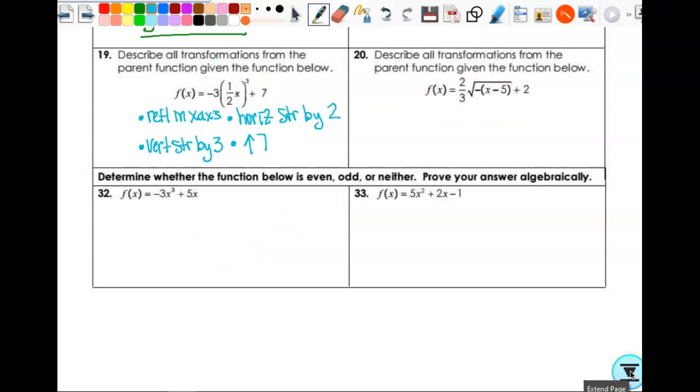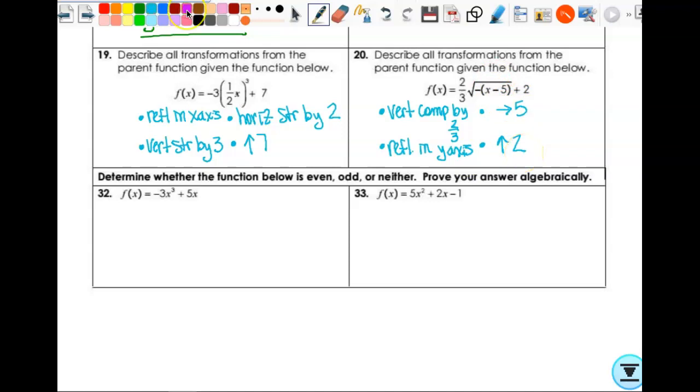All right, number 20. Again, I have 1, 2, 3, 4 transformations. This 2/3 is being multiplied outside of the square root. So that means that it is a vertical, and this is less than 1, so it's a compression. So it's a vertical compression by 2/3. This negative is a reflection, but it's inside here, so it's affecting x, so it's reflecting in the y-axis. Then this 5 means I go to the right 5 and up 2.